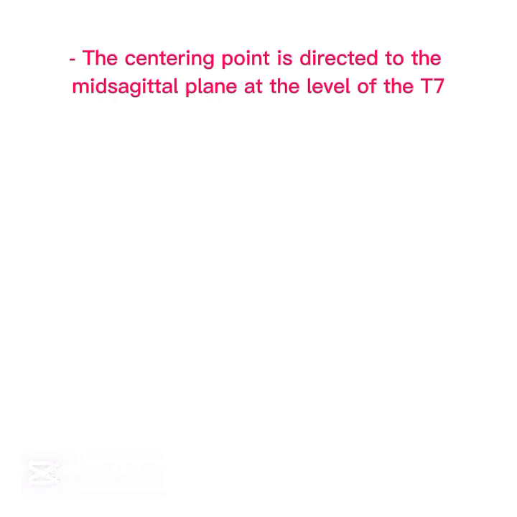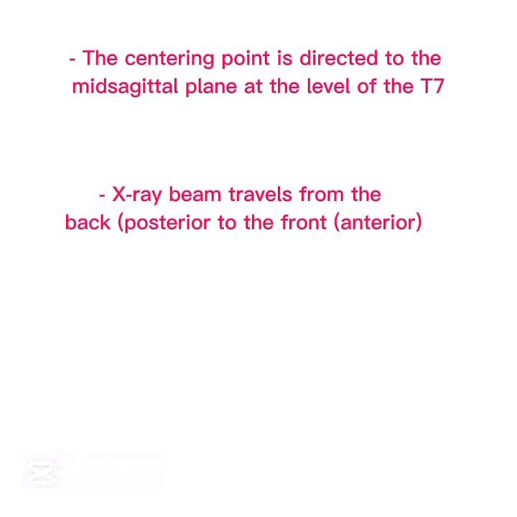Let's look at the centering point. The centering point in chest X-ray PA technique is directed to the mid-sagittal plane at the level of T7, that is below the scapular border. The X-ray beam travels from the back, that's from the posterior, that's why it is called PA, posterior-anterior. It travels from the back to the front, that's the anterior.